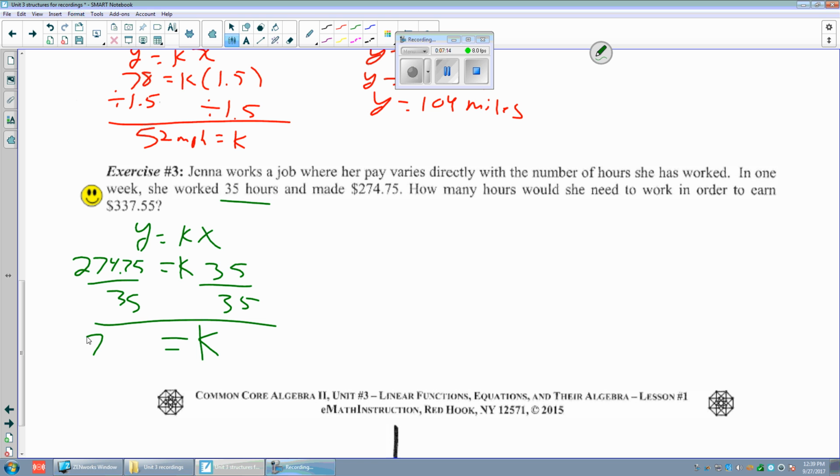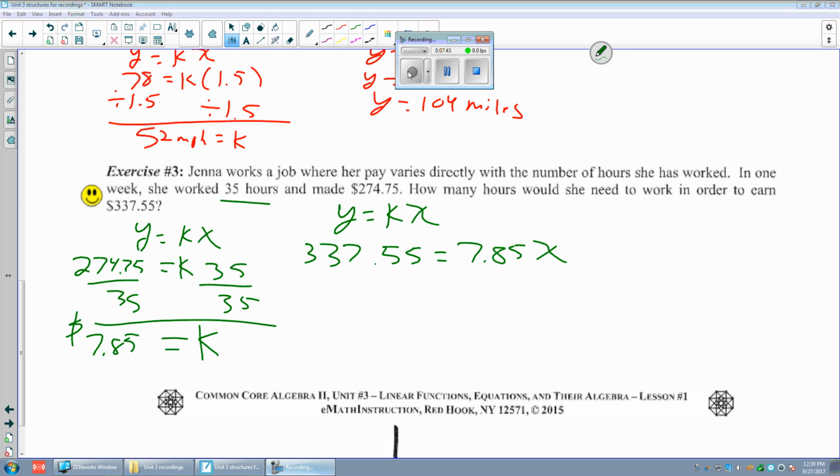A whopping $7.85. You know that was before this year because that's nowhere near minimum wage. Now, y equals kx again. So we want $337.55. We know the constant is 7.85. And we want to know how many hours I have to work.